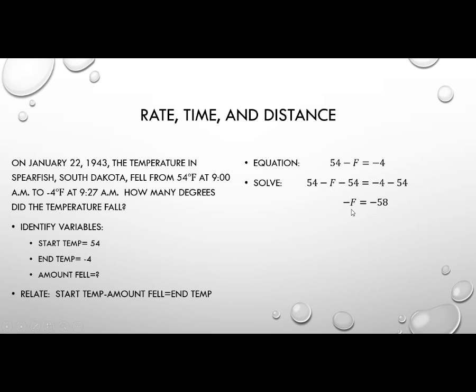Now, you should have seen from earlier, we saw how to deal with negatives. We can multiply by another negative to make this positive, but we can also just think this one through. If negative f equals negative 58, then what should positive f equal? Positive 58. So the temperature fell by 58 degrees.